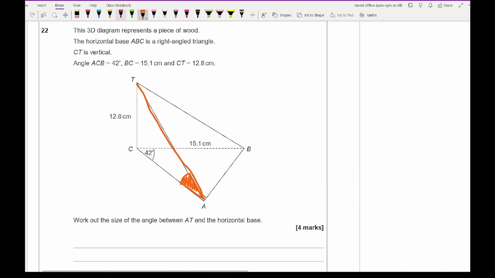Now as you can see, I've got quite a few right angle triangles. So I've got this right angle triangle of TCA, and ABC is also a right angle triangle. So first things first, I need to work out what this length here is going to be, which I'm just going to call x. Now to do that, I'm going to use the triangle ABC. So if I just take that triangle out, this is A, this is B, and this is C. I know that this angle here is 42, and I know the hypotenuse is 15.1, and this side here is x.